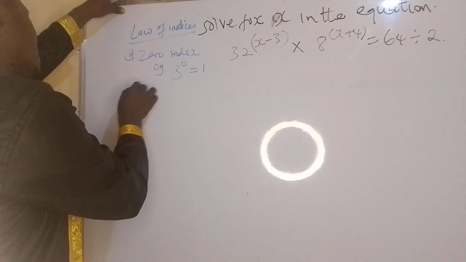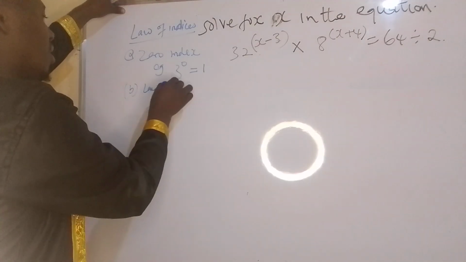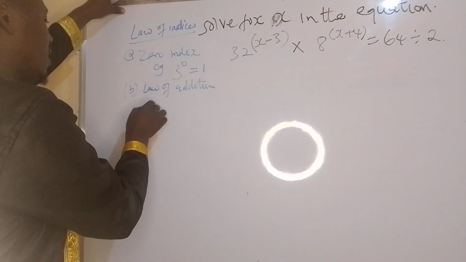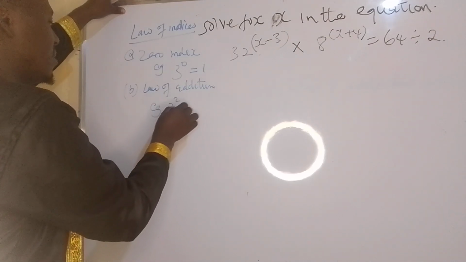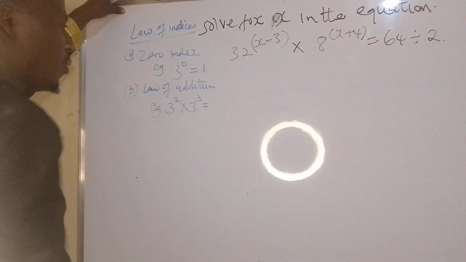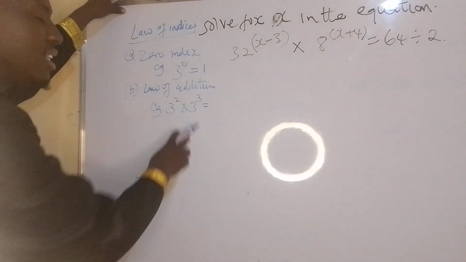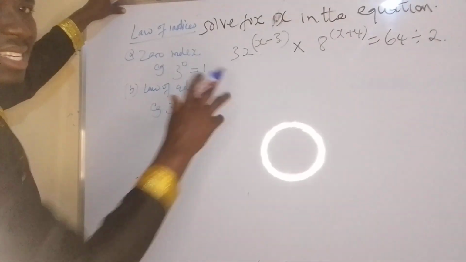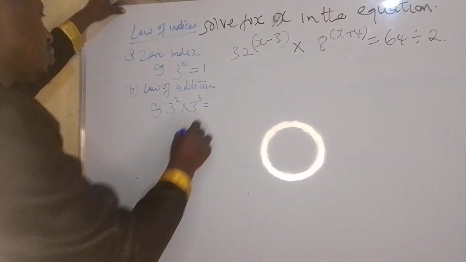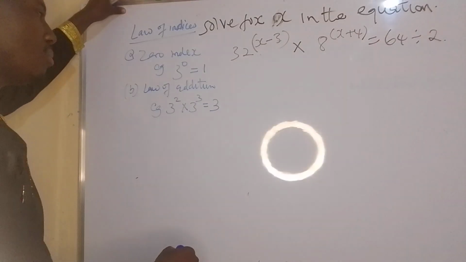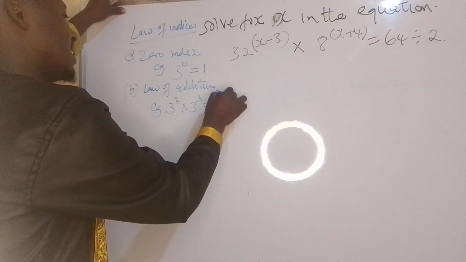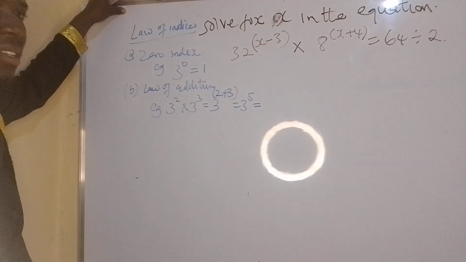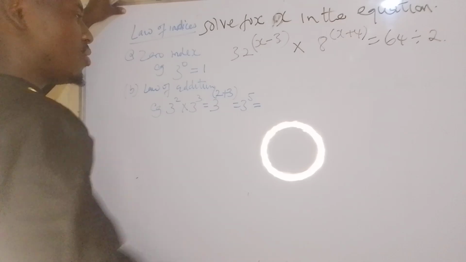Another law is the law of addition. For example, we can talk about 3 raised to power 2 times 3 raised to power 3. It's a multiplication, and the base is the same, because 3 and 3 are the base, and 2 and 3 are the powers. So we just pick the common base, then we add 2 plus 3. The answer will be 3 raised to power 5, which gives you what? 3 raised to power 5 is 243.